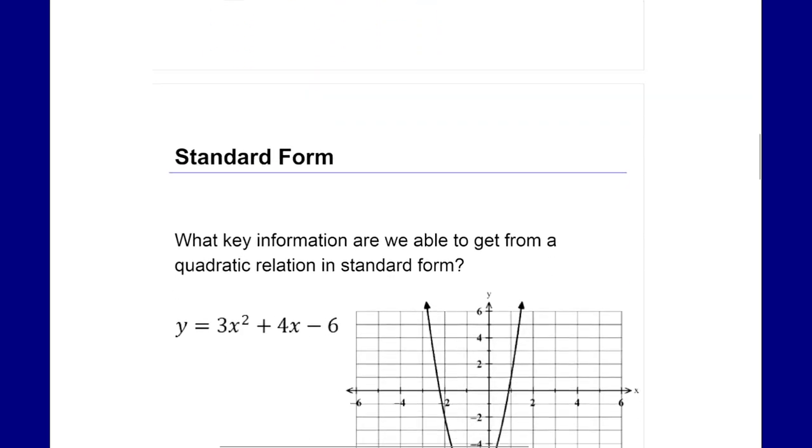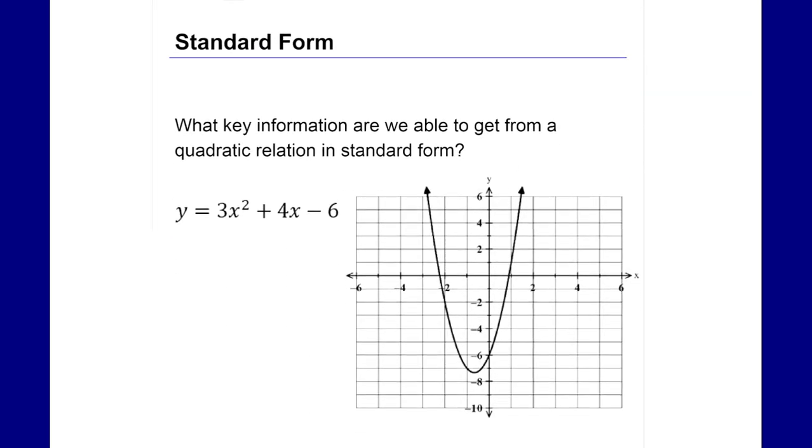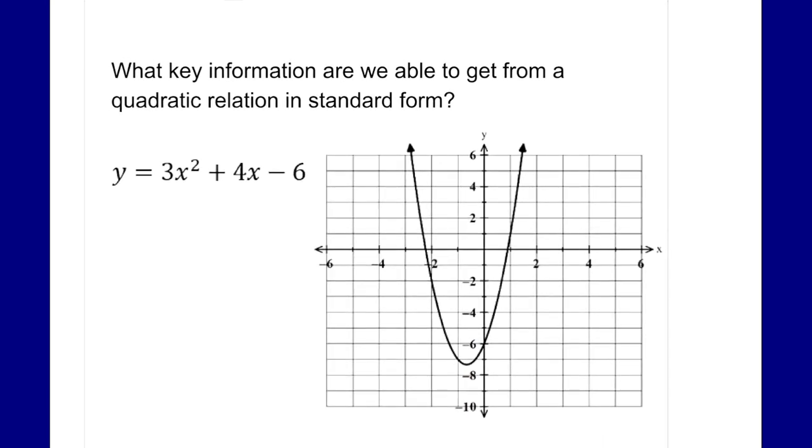So what we're going to deal with in this case is the standard form, right? And what key information are we able to get from the standard form? If we want the general form for the standard form, it's y equals ax squared plus bx plus c. So what information does this standard form give us about our quadratic? We have the equation y equals 3x squared plus 4x minus 6. It's graphed for us here. What information can we see from the equation that appears on the graph? Where do we see 3, 4, or negative 6?